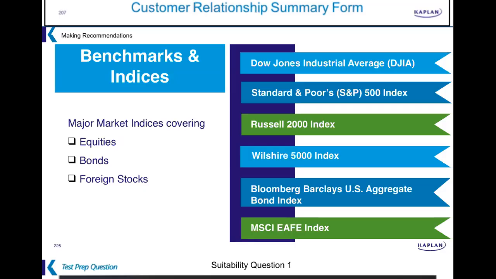Remember, the greater the number, the easier it is to predict the results. Remember the law of large numbers? It works the same here. The Barclays Bond Index, the MSCI EAFE Index is for foreign stocks. All of these give us ideas of where the market is most likely going to be moving. Benchmarks or indicators, indices.